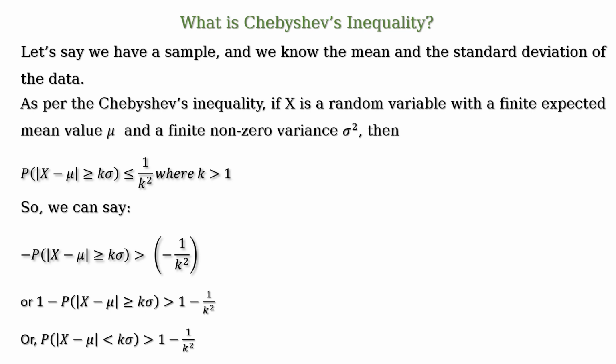As per the Chebyshev's inequality, if x is a random variable with a finite expected mean value mu and a finite non-zero variance sigma square, then probability the absolute value of x minus mu greater than equal to k sigma is less than equal to 1 by k square, where k is greater than 1. So, after some calculation, we can say probability the absolute value of x minus mu is less than k sigma is greater than 1 minus 1 by k square.